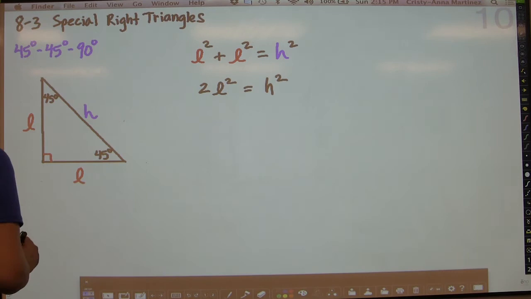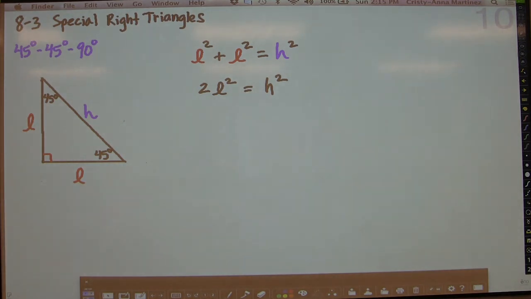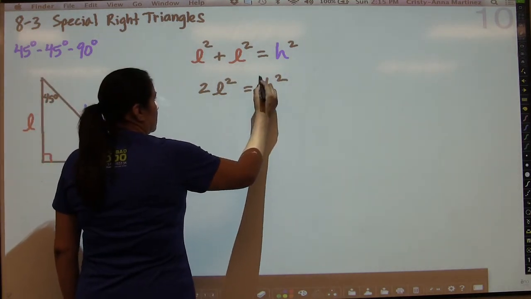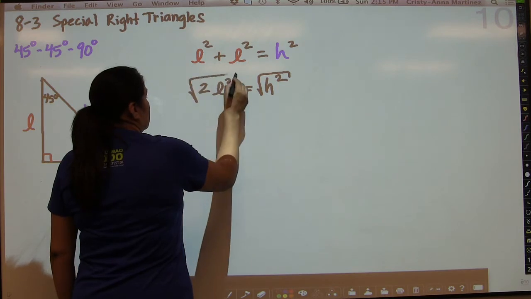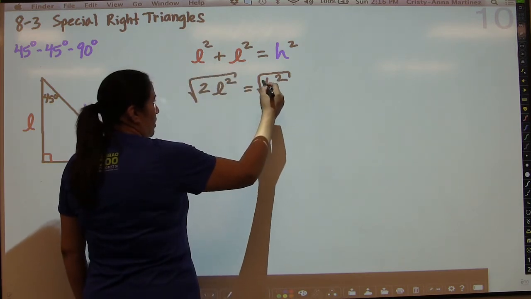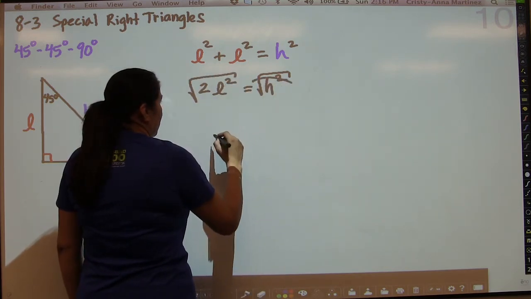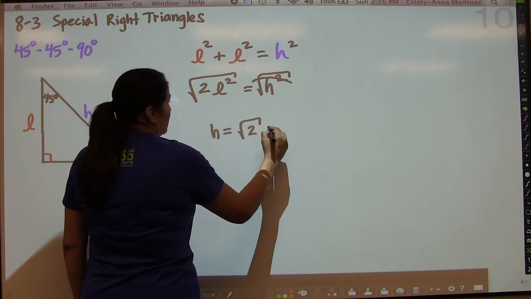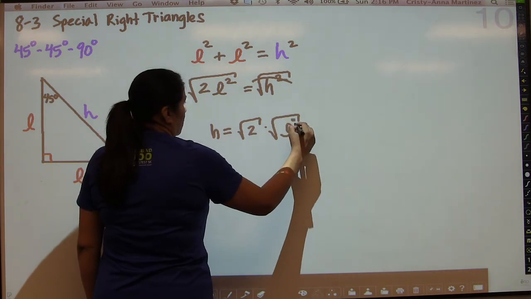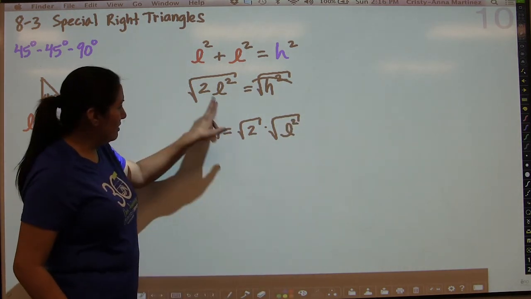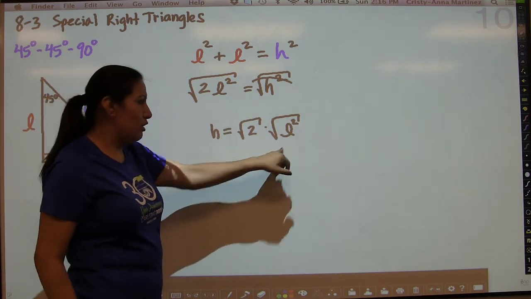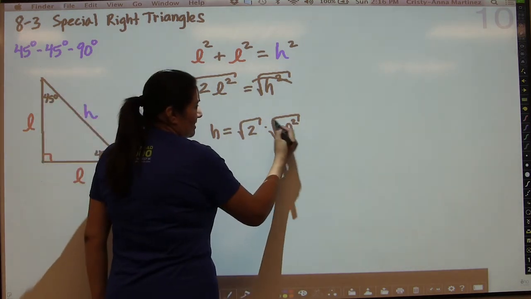And then when you want to solve for H, because that's what we're trying to do, we take the square root of that, and of course the square and the square root cancel, so you get that H equals the square root of 2 times the square root of L squared. So I split the 2 and the L squared, so you have the square root of 2 times the square root of L squared. We know that with the square root and the square, this cancels.